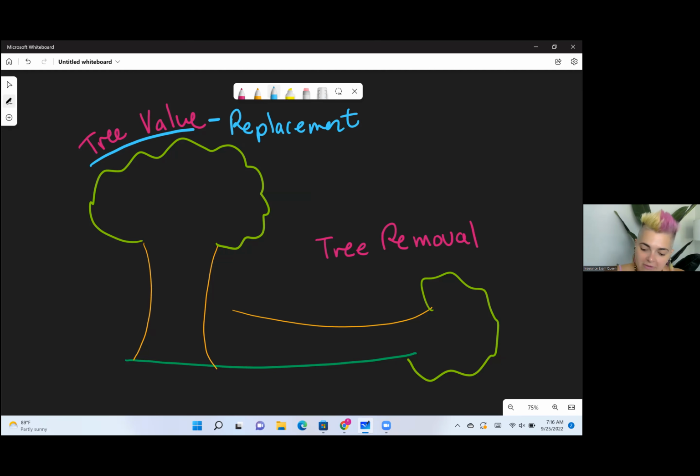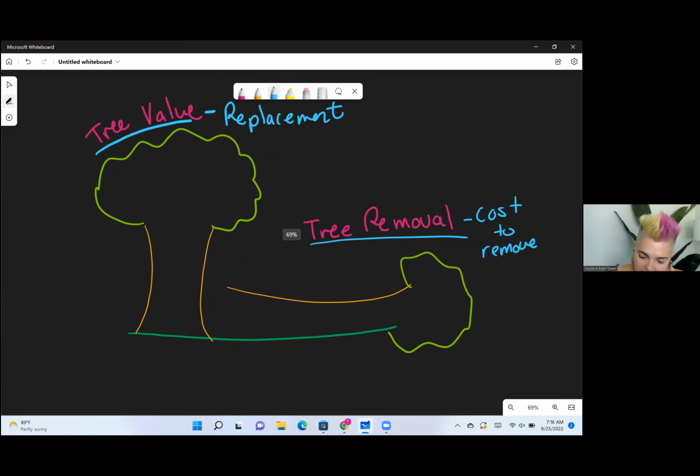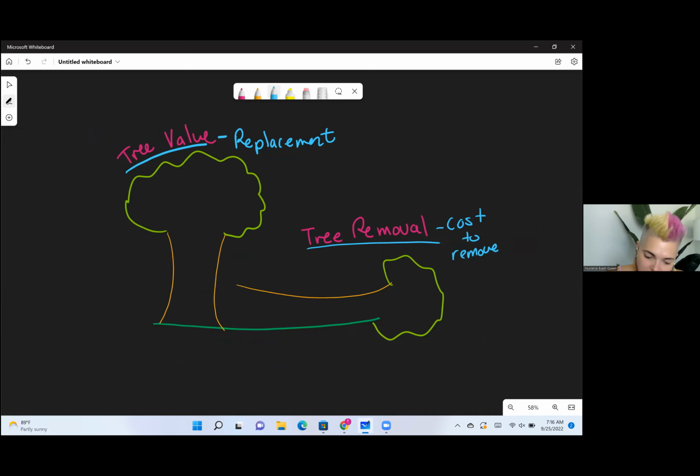Then you also have tree removal, which is the cost to clean up, basically the cost to remove the tree. So if you have a covered peril like fire or wind and it destroys the tree, you get money to remove the tree and you get money for the tree. So you get money to remove it and you get money to replace it.